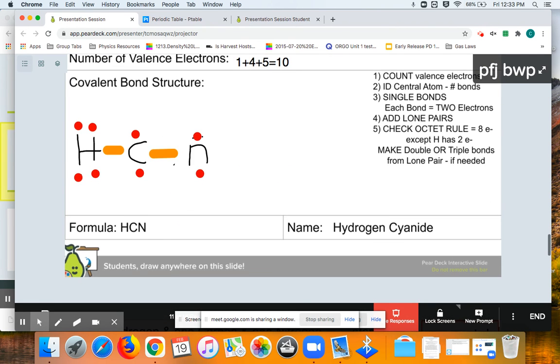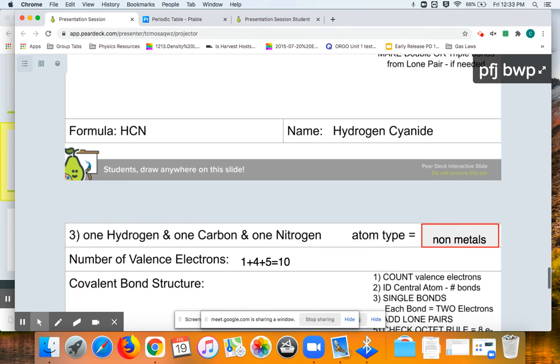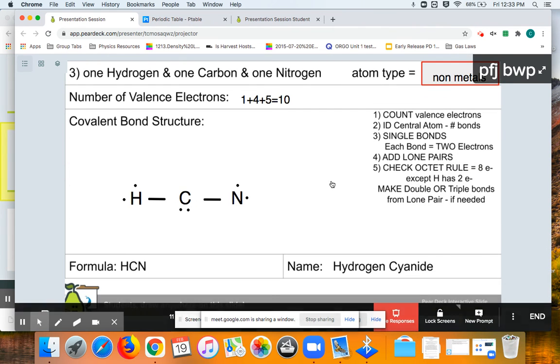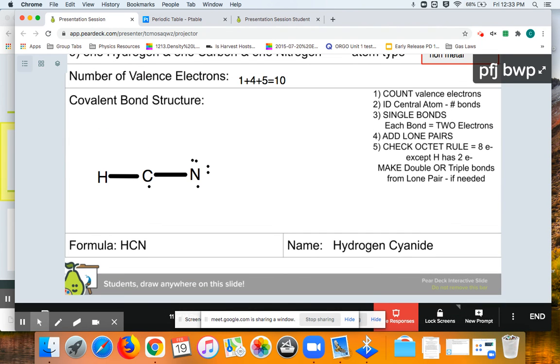Same with this person. You got to take them off H, put them on the other ones because H only wants 2 and they get it from the single bond. Okay, so this is checking our octet rule. Okay, I'm going to stay on this person. Love it. So then next, because we only have a few more minutes, next is checking our next octet rules.